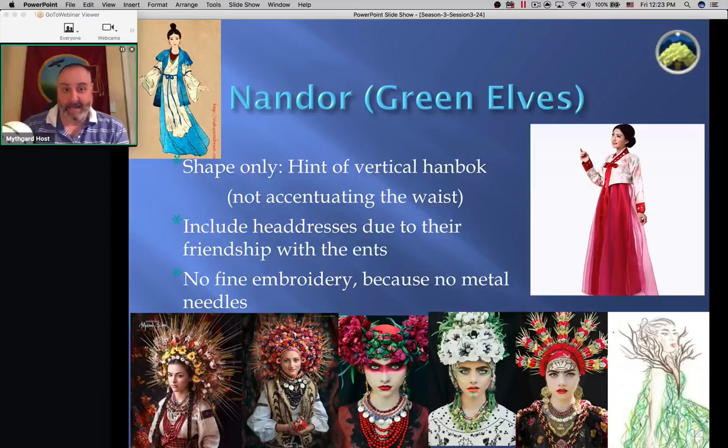You know, the trees and the plants give, and you use and share and have, but very few plants are going to be seriously damaged or harmed in the making of their garments, which brings up a really interesting point, of course, about the Nandor: we have one challenge already in that they don't have metal tools. We have another challenge in that I don't think they're going to necessarily have that much in the way of wooden tools either. They're not going to use a whole lot of wood.